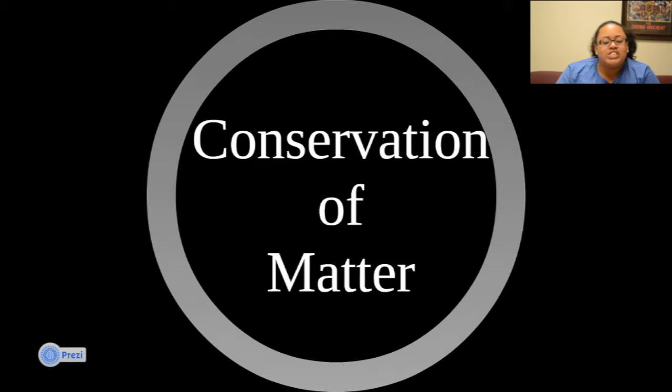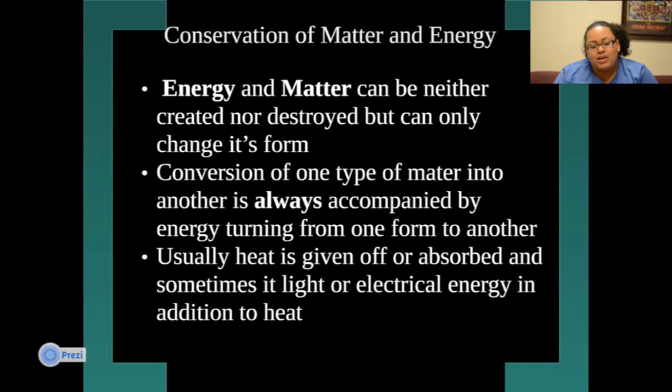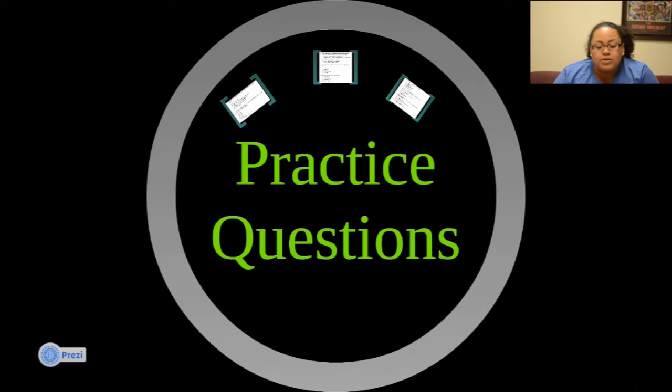Next up is conversion of matter. Basically, what you need to know for this is that energy and matter can be neither created nor destroyed. It just changes form. Conversion of matter into another type is always accompanied by energy turning from one type to another. Usually heat is given off or absorbed, but sometimes light or electrical energy is emitted in addition to the heat.